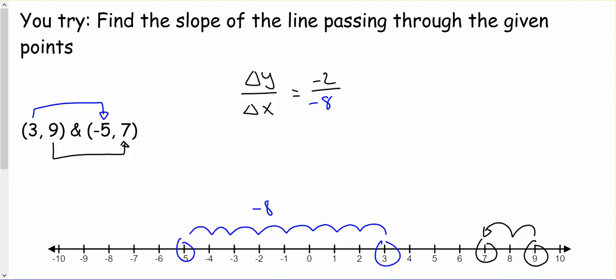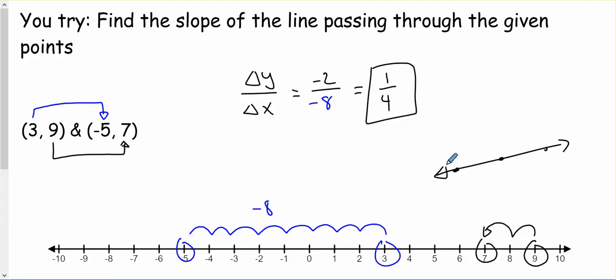So two negatives are going to make a what? Make a positive. And 2 can go into both of those, so 2 goes into 2 once, 2 goes into 8 4 times. So my slope is 1/4, meaning I'm going up 1, right 4. So if I had a point, I'd go up 1, right 4. So I know I'm going to have a positive slope.